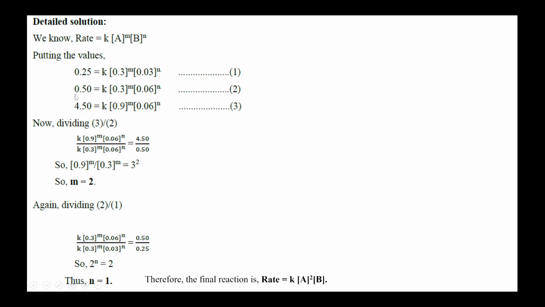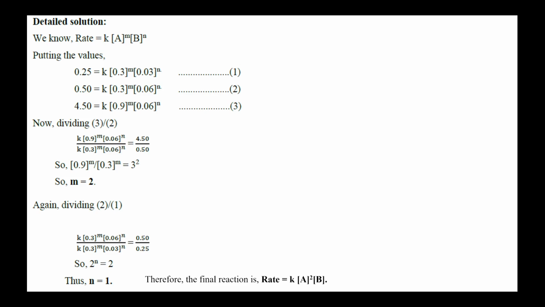Similarly, the second equation would be 0.5 equals K. Now concentration of A is again given as 0.3, so 0.3 raised to the power of m. The concentration of B is given as 0.06, that will be raised to the power of n. That will be the second equation. Similarly, you write the third equation, where rate is given as 4.5, concentration of A is given as 0.9 and concentration of B is given as 0.06.